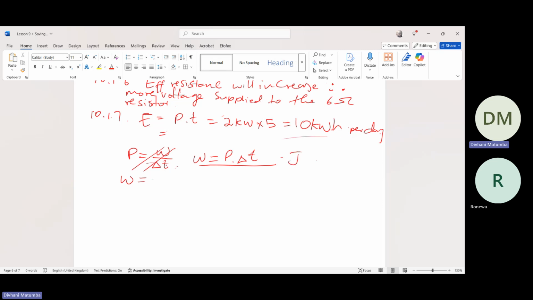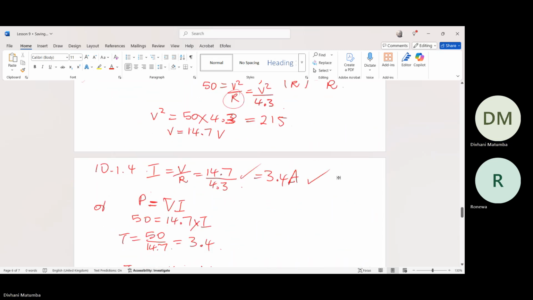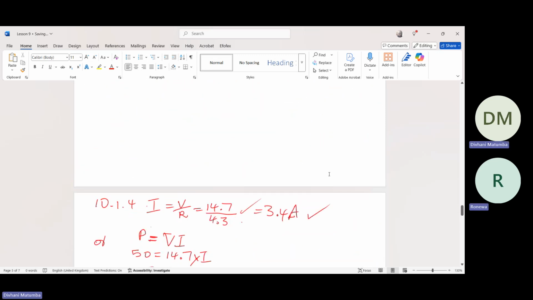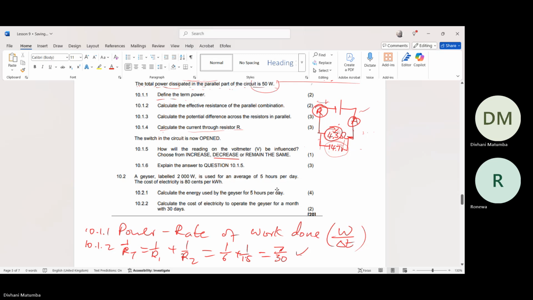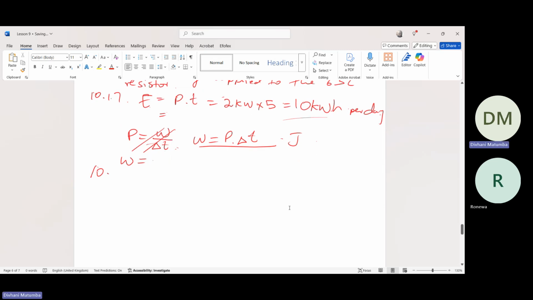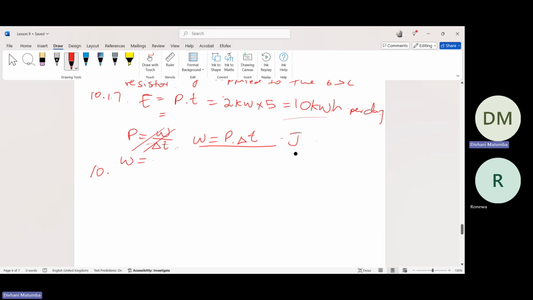It's fine. Okay, now let's go to 10.2.2. It says, what is the cost of electricity to operate the geyser for the month? Within 30 days. So 2 marks. Is it 2 marks? Yeah. The mark says it all.